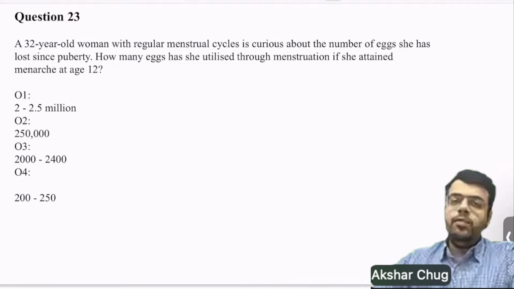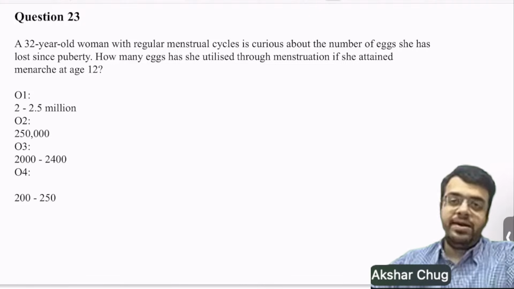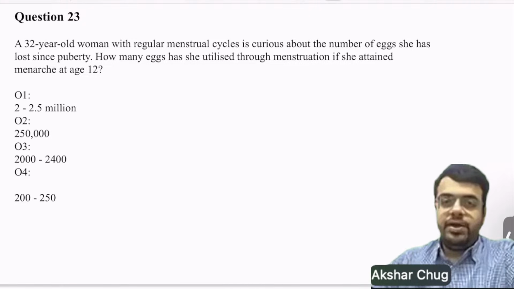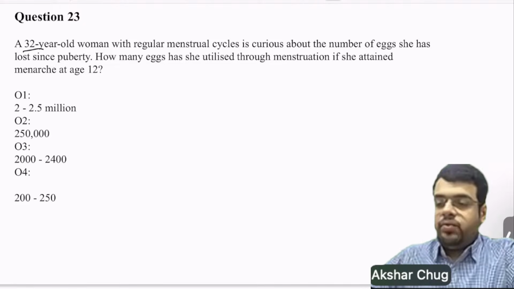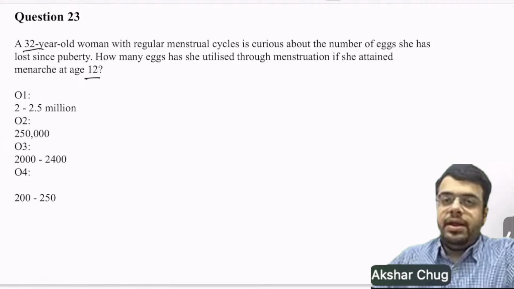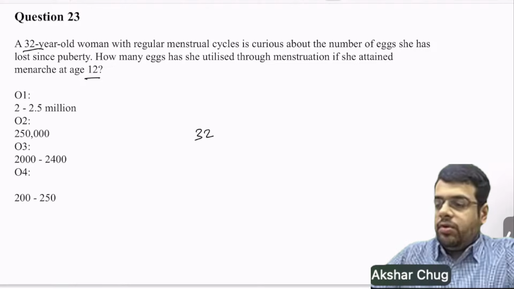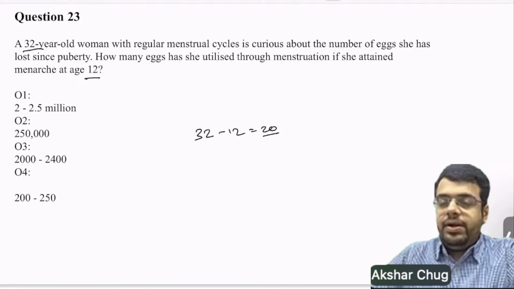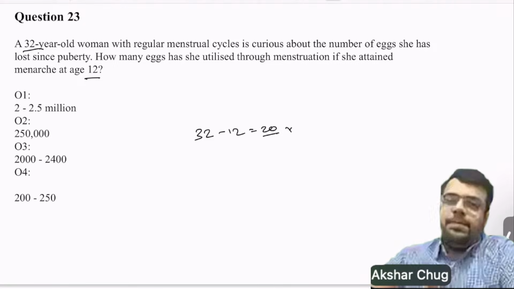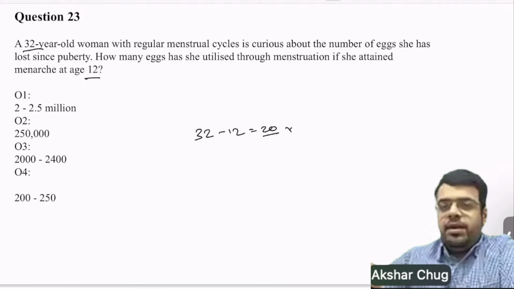So we basically need to calculate how many cycles of menstruation she has undergone. Right now she is 32 and her menarche started at the age of 12. So she has been menstruating for 20 years, and each year she would be having 13 cycles, right? There are 12 months, but the number of cycles a female undergoes is 13.